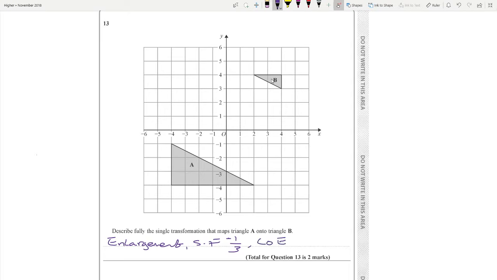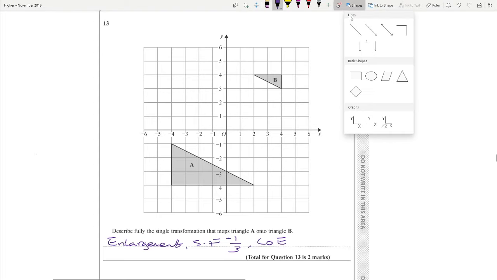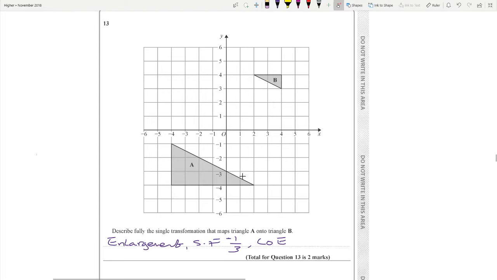Next thing we need to write down is the center of enlargement. A couple of ways you can do this. The way I like to do it is I look at each point and I line them up with the corresponding points. So this point here joins up here. This point here is going to join up with the one here. So just join them all up with the ruler as best as you can.